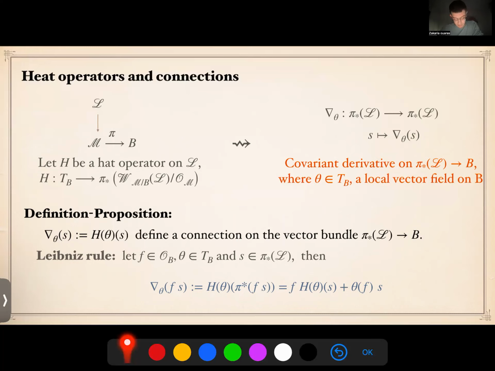If you have this, the proposition tells us that this is a connection on the push forward. What you need to show is the Leibniz rule. To do it, you apply the definition here, but the equality here is in fact true only if you have a heat operator. Otherwise, you will have a third term here that is not in general zero. So to have the equality, it's just due to the fact that you have a heat operator here. The definition of heat operator gives you the Leibniz rule directly.